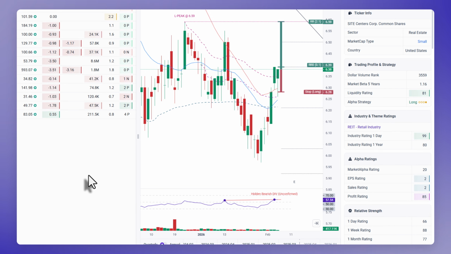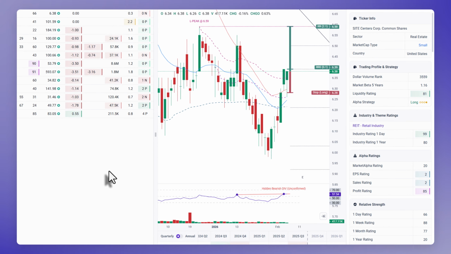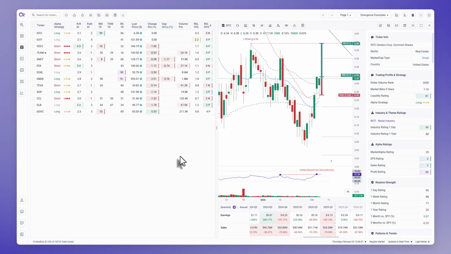Once you understand the RSI divergence column, divergence becomes easy to scan. You can instantly spot fresh signals, either forming today or confirmed in the last few sessions.